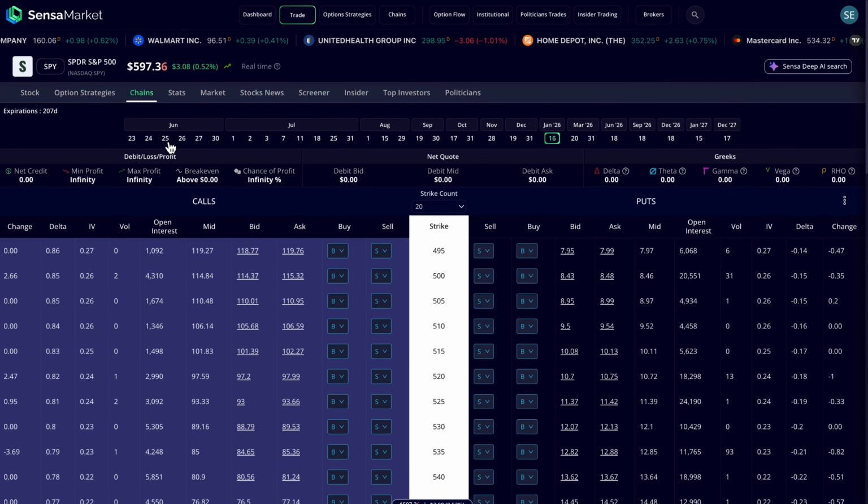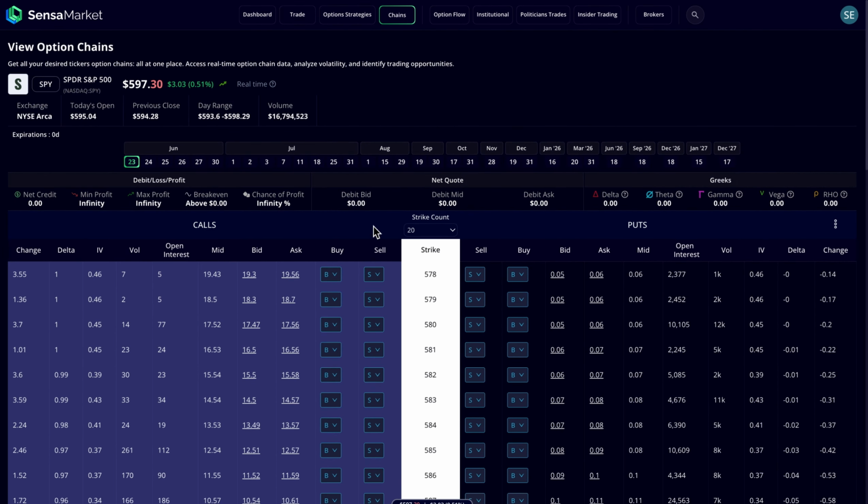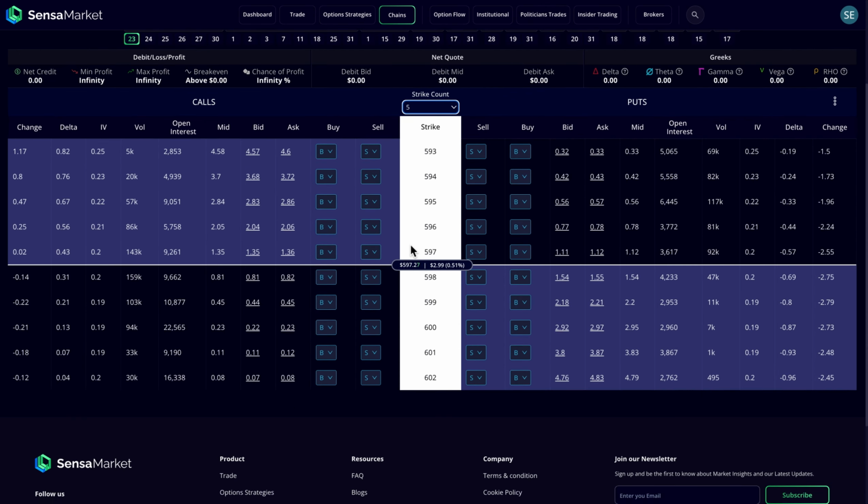So now let's understand more things in the option chains. As I mentioned, the chain is split into two main sections, calls on the left and puts on the right, with strike prices running down the middle. This layout makes it easy to compare calls and puts at the same strike price. In the center, you'll see the strike count drop down, which lets you control how many strike prices are displayed. This helps you focus on the most relevant prices for your strategy.